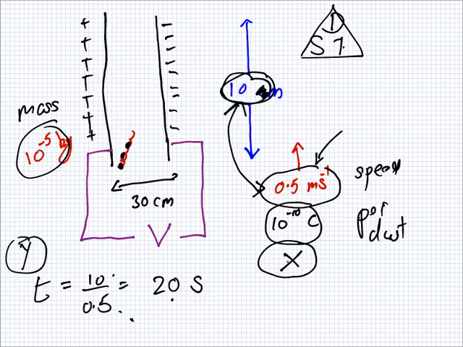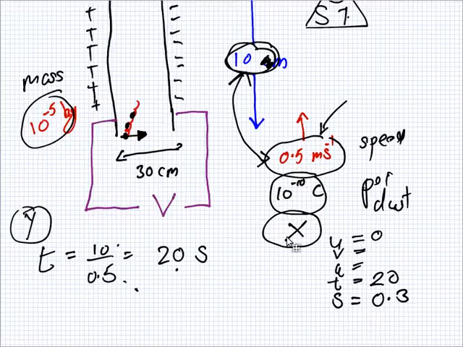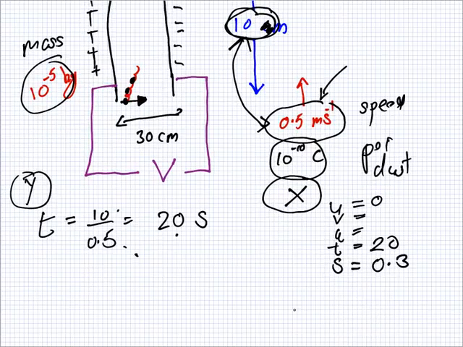So if I look at the horizontal, this direction, I have U, V, A, T, S. The U is 0, the V I don't know, the A I don't know, the T I want to be 20, and the S I want to be 0.3. Going to the right, the horizontal. So as the smoke is going up, we look at the movement to the right.